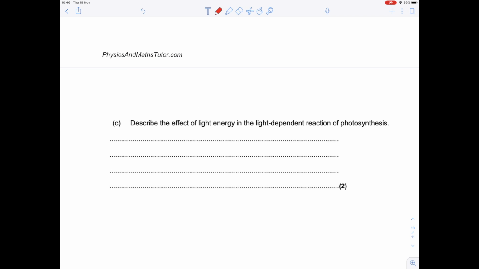Describe the effect of light energy in the light-dependent reaction of photosynthesis. So remember the effect of the light energy in the light-dependent stage of photosynthesis is to excite the electrons which were released by the photolysis of water, and secondly causes photoionization of chlorophyll, which, remember, releases electrons so that they can enter the electron transfer chain.